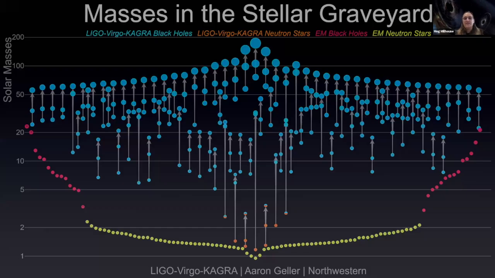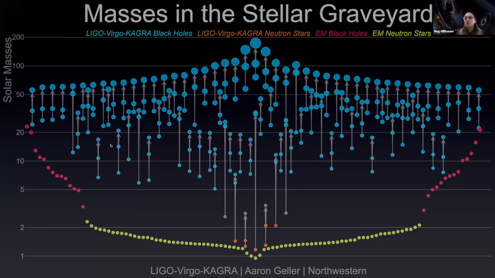So the first most basic thing is just discovering what's out there. So this plot shows the masses of all the CBCs that LIGO, Virgo, and KAGRA have detected so far. The black holes are in blue and the neutron stars are in orange, and each shows the 2 component masses and the mass of the final remnant after they merge.